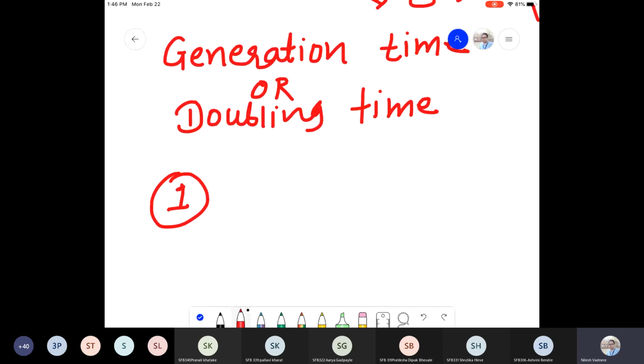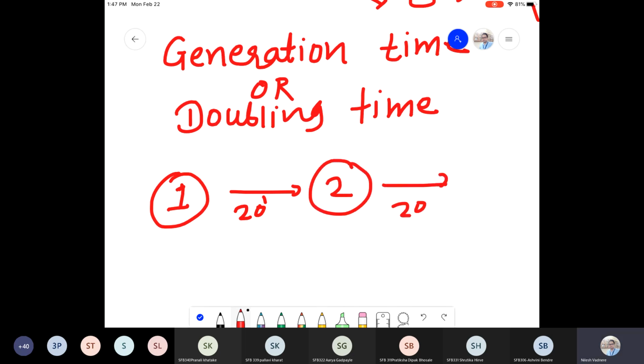Okay, and this cell divides after every 20 minutes. So at the end of 20 minutes there will be two cells. Again at the end of another 20 minutes there will be four cells, and therefore after 40 minutes there will be a total of four cells present in that particular medium, because the population is doubling every 20 minutes.